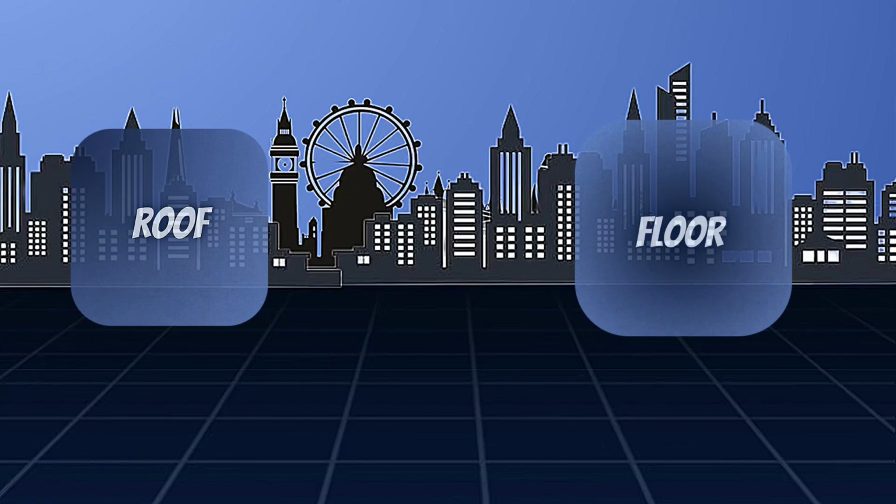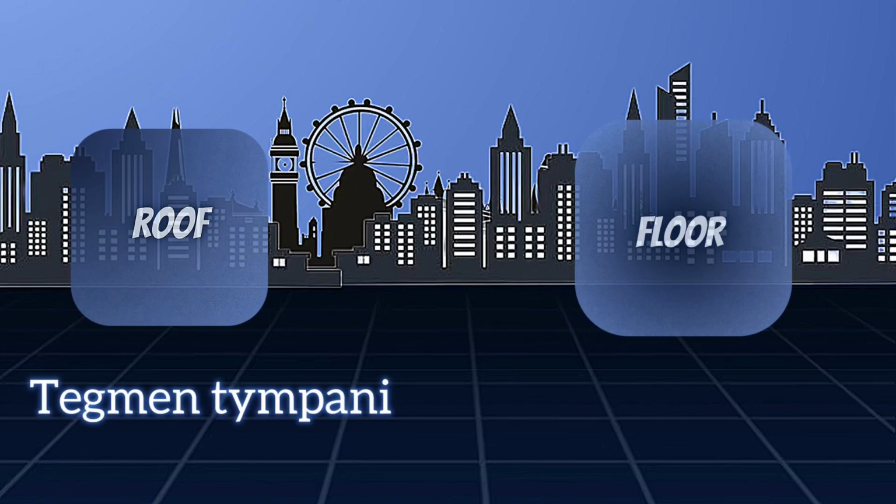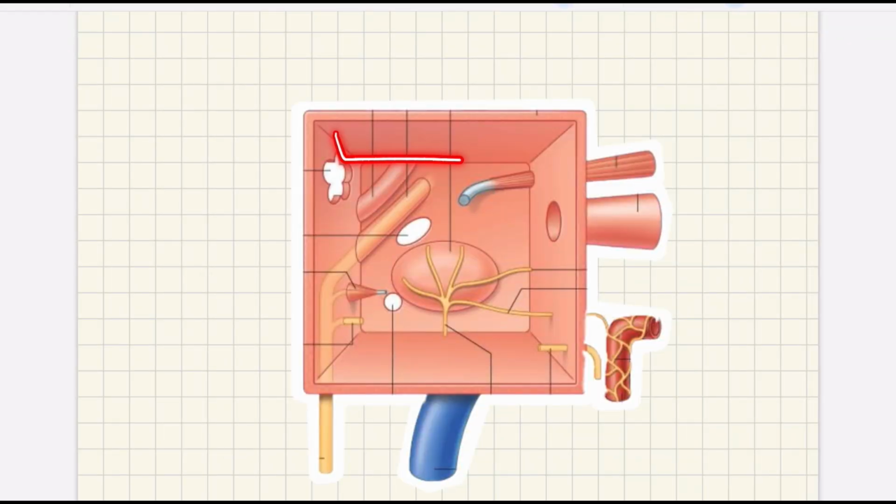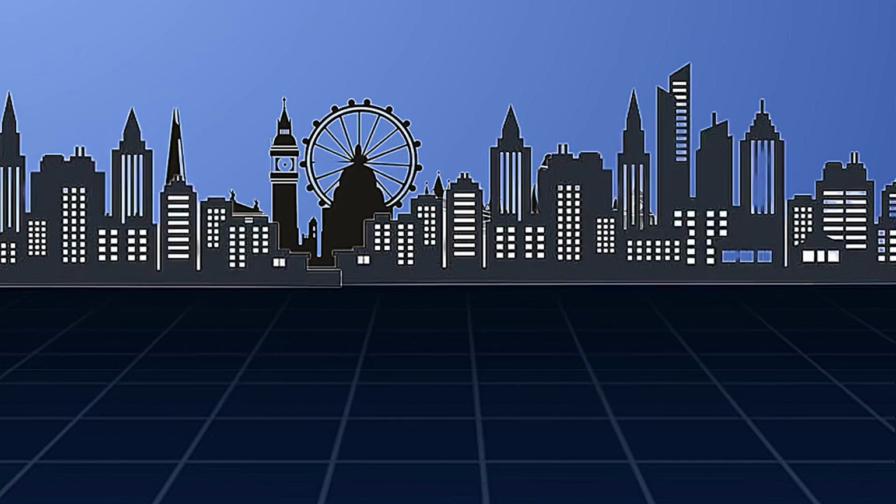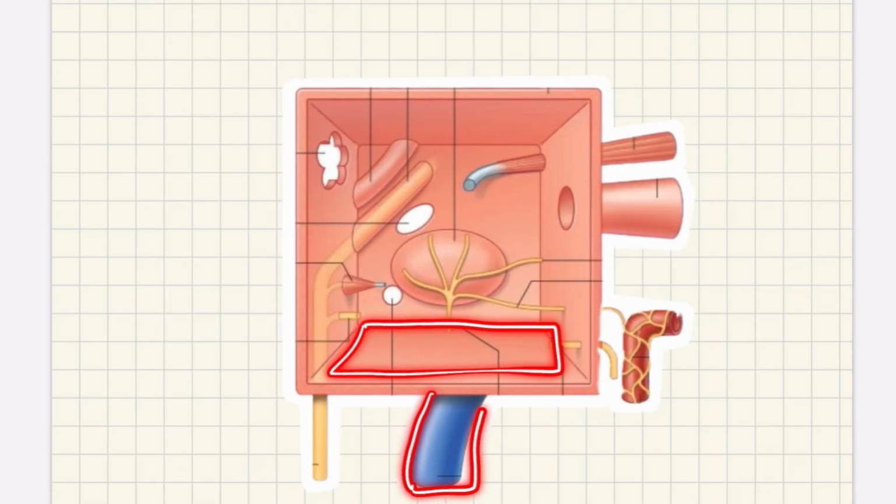Let's finish the roof and the floor. The roof is made up of tegmen tympani. It is a thin bone. It separates the middle ear from the middle cranial fossa, and the floor is also a thin bone separating the middle ear from the internal jugular vein. Out of the 6 sides of the cube, we just finished 4 sides.